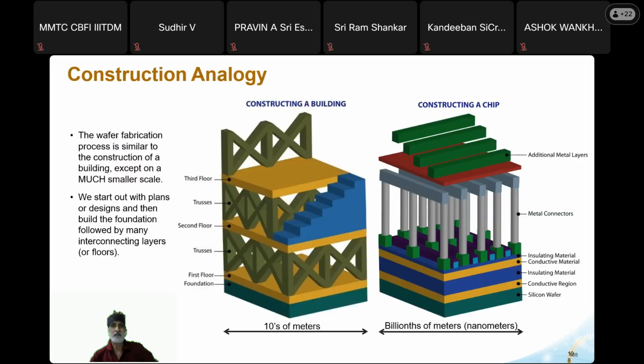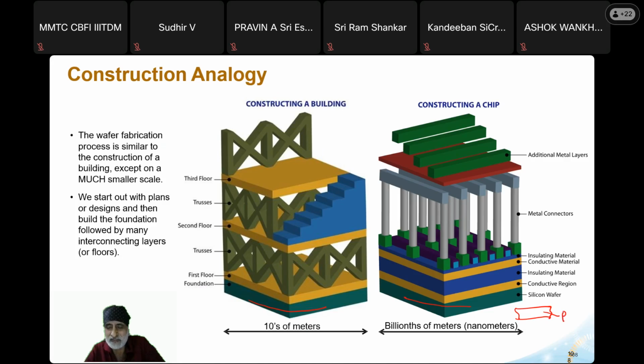Now it's a very crude analogy, but we have all seen multi-storied buildings. So we can compare the fabrication of a chip to a multi-storied building. We have a base material, we have a foundation. Here we have a silicon wafer. As I told, we are starting with a wafer, which may be P type or N type.